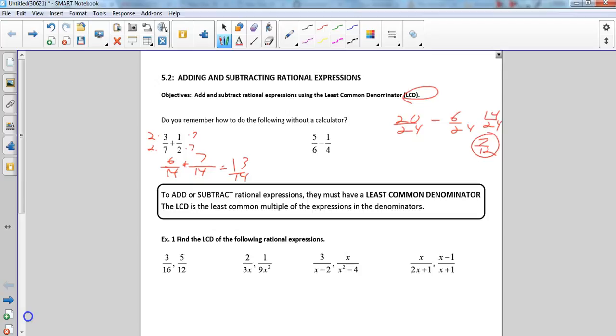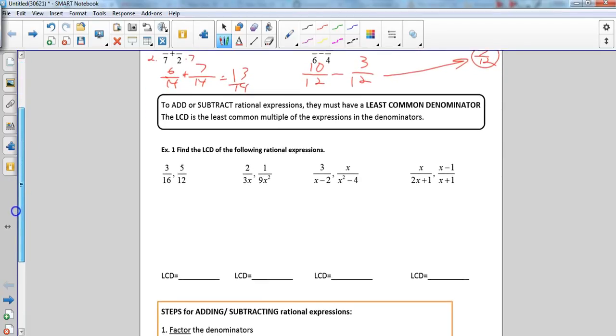Well, since 6 and 4 both go into 12, why not go there directly? 6 times 2, so 5 times 2. 4 times 3, so 1 times 3. And now 10 twelfths minus 3 twelfths is 7 twelfths. So it's not wrong if you don't recognize the least common denominator. The most important thing is a common denominator. But you want to try to find the smallest for it to be most efficient.